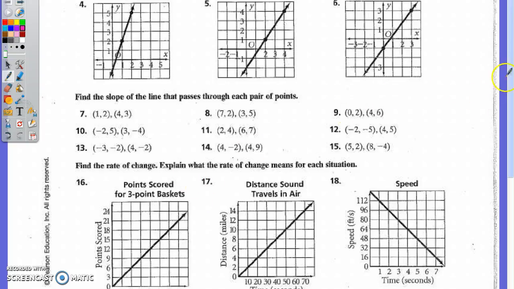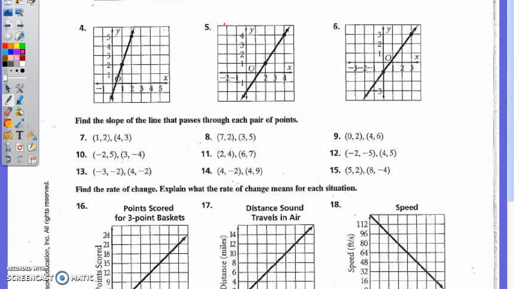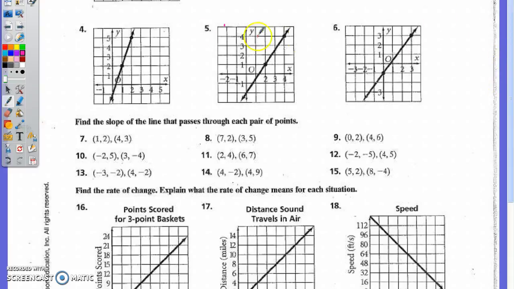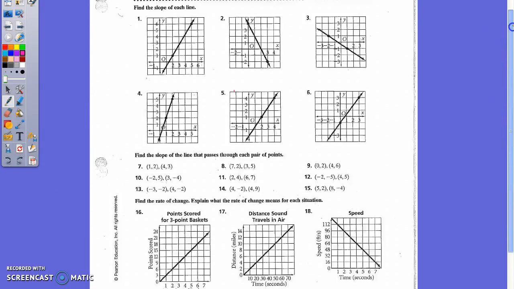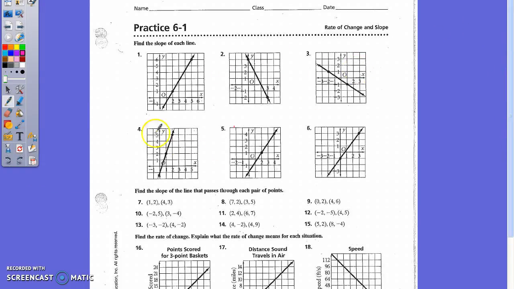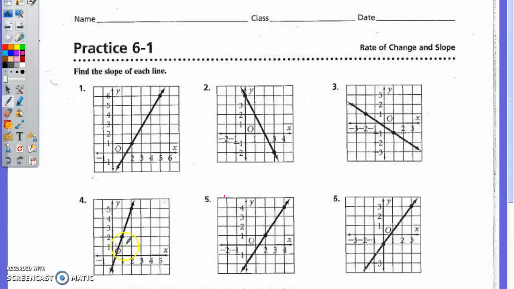We assigned practice 6-1, and we used a couple of these examples. We did 1 through 3 in class. I'll make this smaller so you can see it. So we used 1 through 3 in class, then we did 4, 5, and 6 on your own. So I'll go ahead and take a look at problem 4.